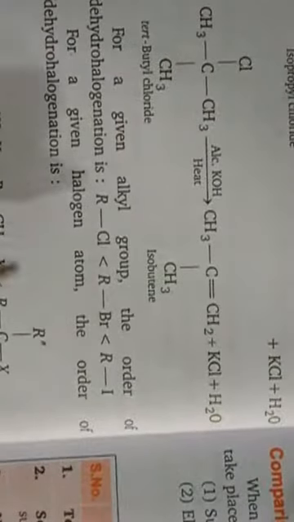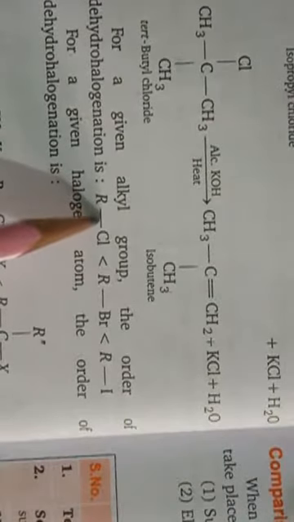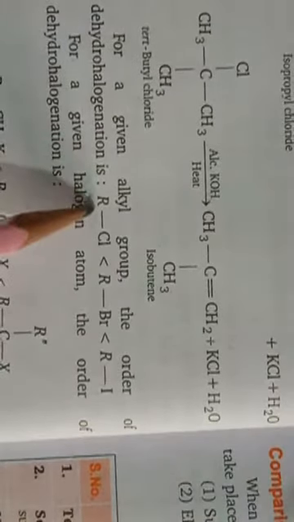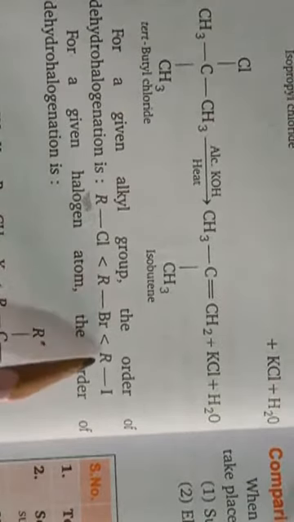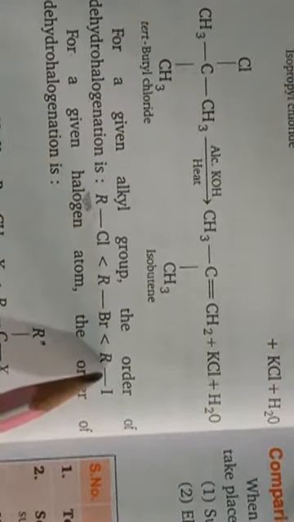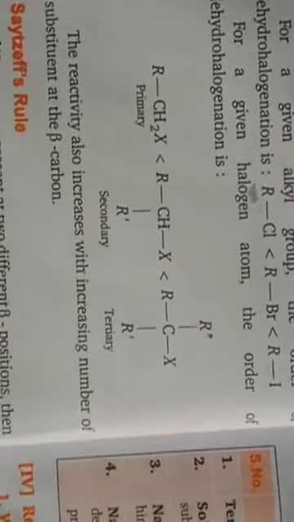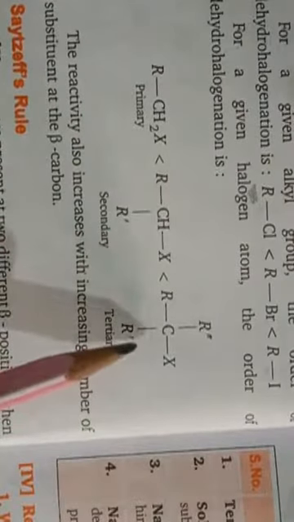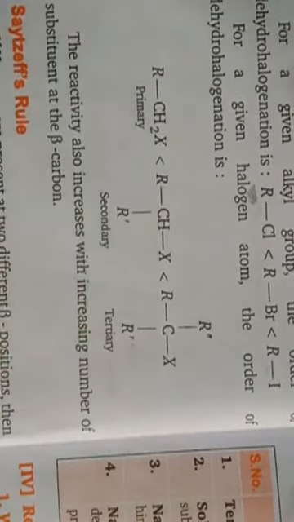Okay, here the order of dehydrohalogenation is given for alkyl halides having the same alkyl group with different halogen atoms. On the basis of this order, you can see that the dehydrohalogenation of alkyl iodide is the easiest. Same way, for different alkyl groups, the dehydrohalogenation of tertiary alkyl halides is the easiest.